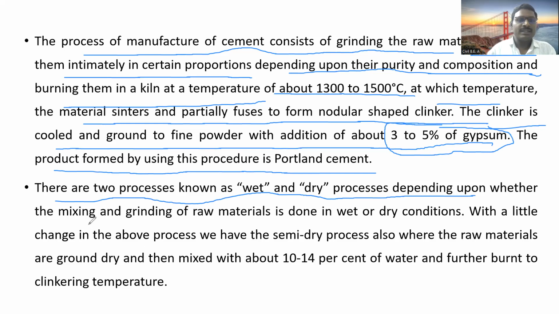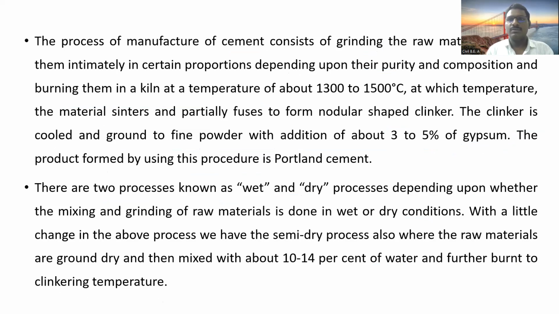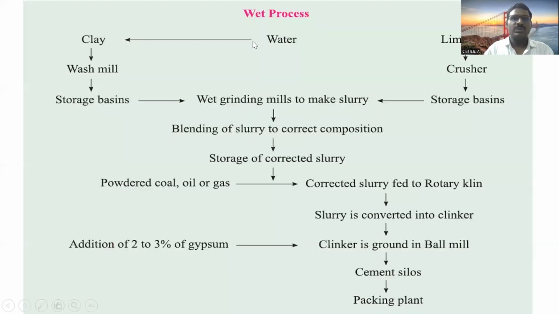Again, there are two processes of manufacturing of cement, the wet process and the dry process, depending upon the mixing and grinding of raw material. In the dry process, it is done in dry condition, and in the wet process it is mixed with about 10 to 14% of water for further burning at clinking temperature. So let us see what the wet process and the dry process are. You can see here the wet process.